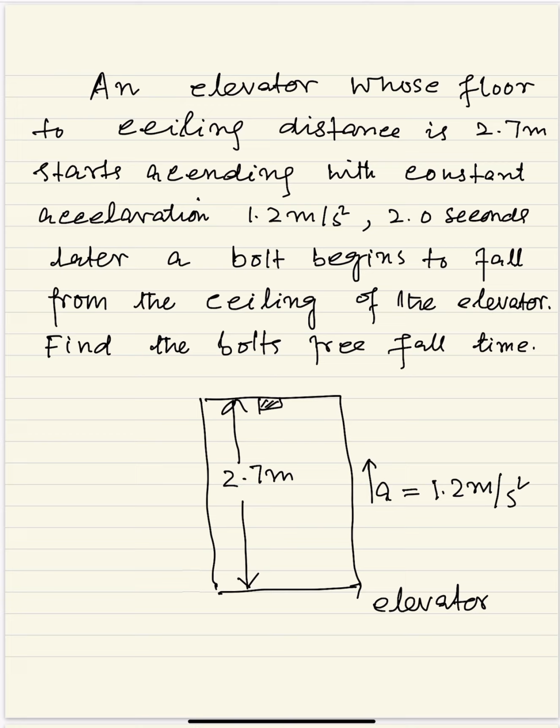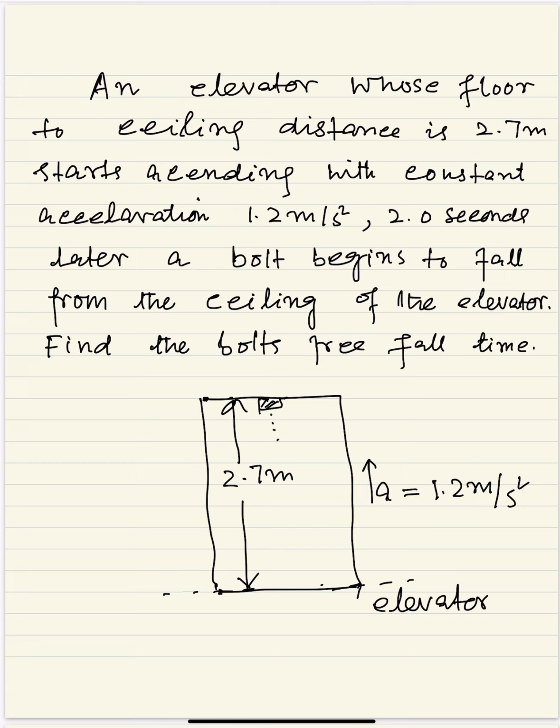Something like this. Is there an elevator? And it accelerates upwards with 1.2 meter per second square, which is constant. It's an elevator. It is the base of the elevator. Goes up with an acceleration of this. And distance from the top to the bottom is 2.7 meters. What happens after 2 seconds? This bolt detaches from the top and starts falling down. We have to find how much time it takes the bolt to reach the bottom. That we have to find.